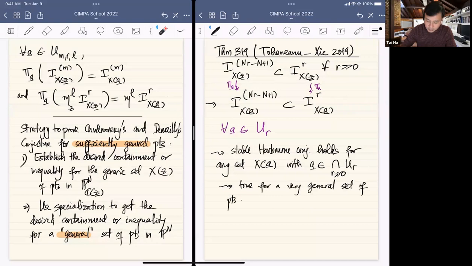And the same idea that people use to obtain the stable Harbourne containments, and that implies Chudnovsky and Demailly's conjecture for a very general set of points. So the task for us when we start looking at this problem is to somehow come up with a way that either you can find one open subset that works for all powers R, meaning you have to find one open subset that works for all these specializations, or you can only do specialization once for one power. And our approach is to take the latter. We do specialization for one power, but we prove that if you get one containment, somehow you will get stable containment later on.